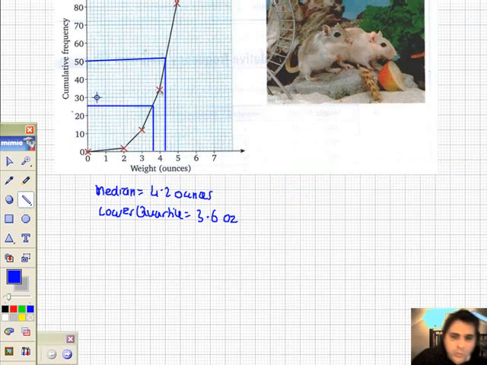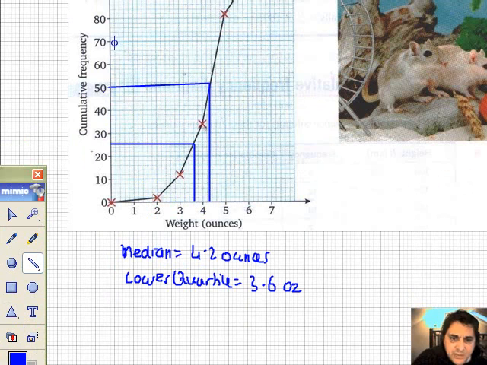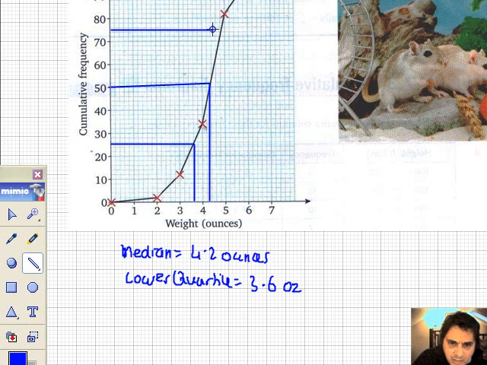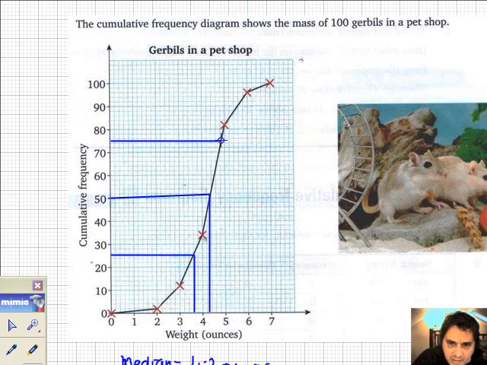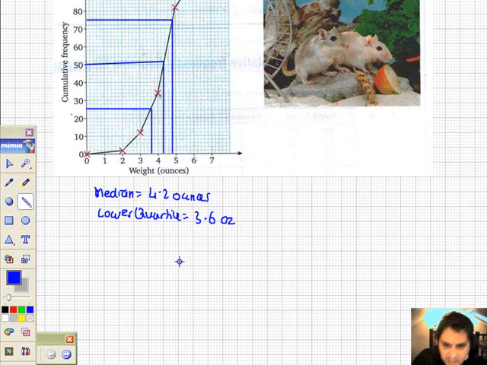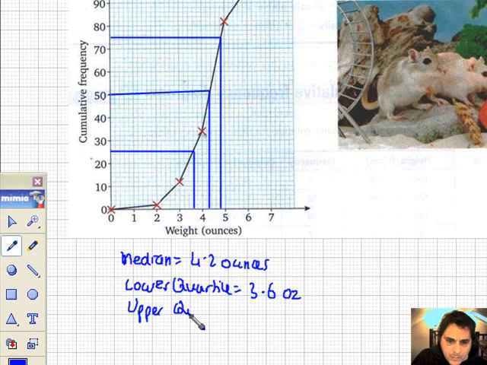Then it says the upper quartile, so that's on the 75 mark, because 3/4 of 100 is 75. So I land it about there, come over, hit the line. Very hard to control this, really hard. Straight down. Right, that's going to be 4.8, upper quartile, 4.8 OZ for ounces.